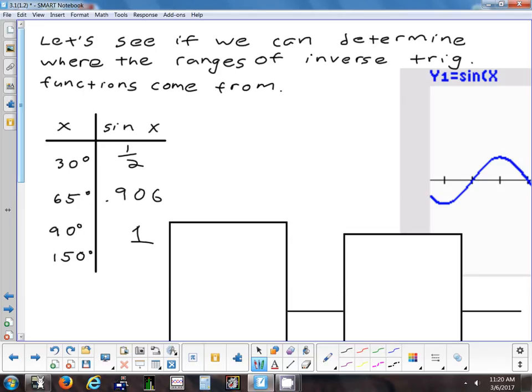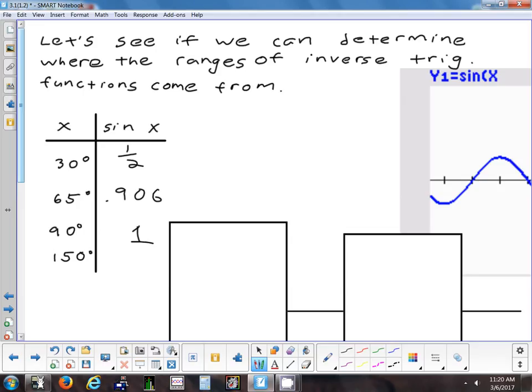What would I get? Oh, the inverse sine. Yeah, inverse sine of 1/2. I would get 30. What if I did the inverse sine of 0.906? I would get 65, or 64.99. Okay, I'd get something pretty close to 65.